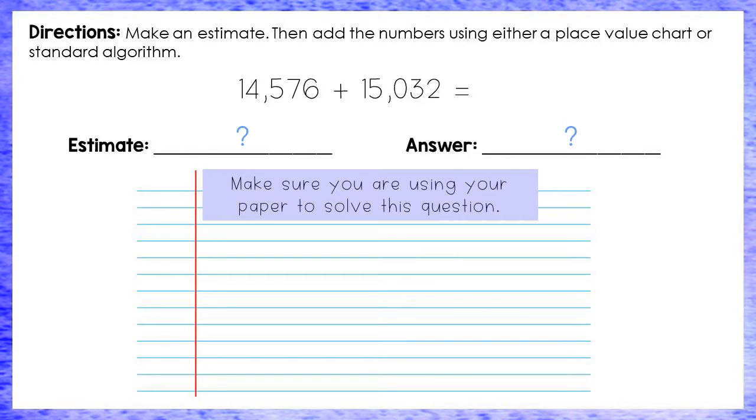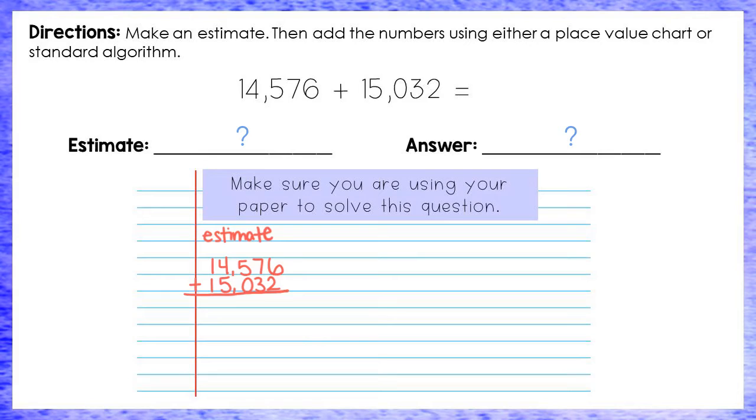All right, let's read the problem. 14,576 plus 15,032. The first thing that we have to do is we have to make an estimate. So on my paper, I'm going to write estimate. And I'm going to copy down my problem again. 14,576 plus 15,032. I'm adding those together.